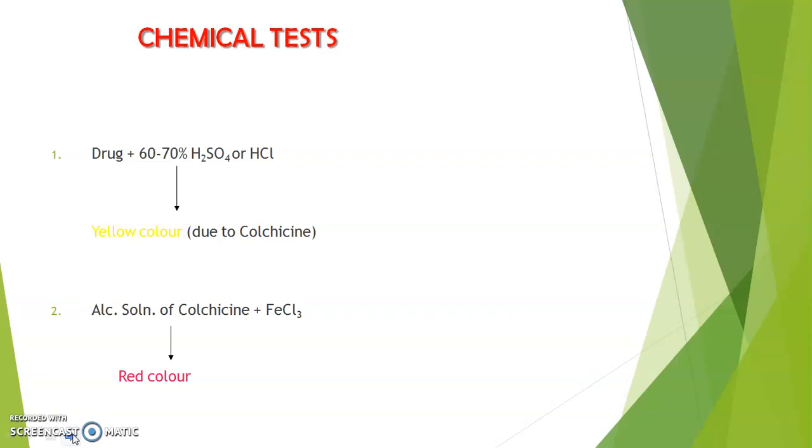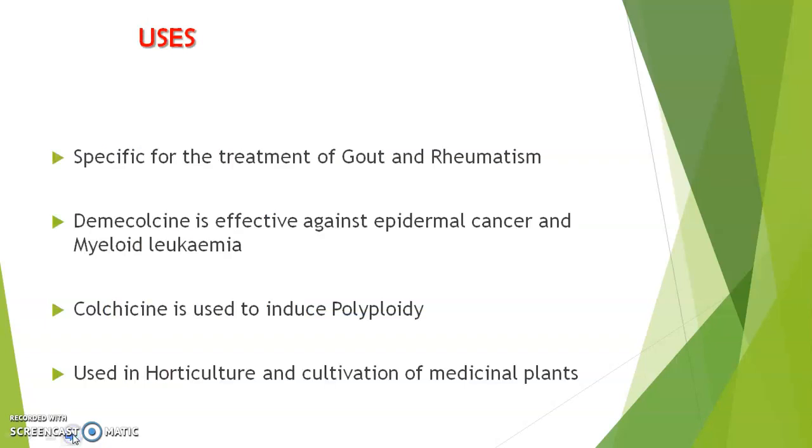Chemical test: drug with 60 to 70% H2SO4 or HCl shows yellow color, which indicates the presence of colchicine. Second test is alcoholic solution of colchicine with ferric chloride, FeCl3. It gives red color.